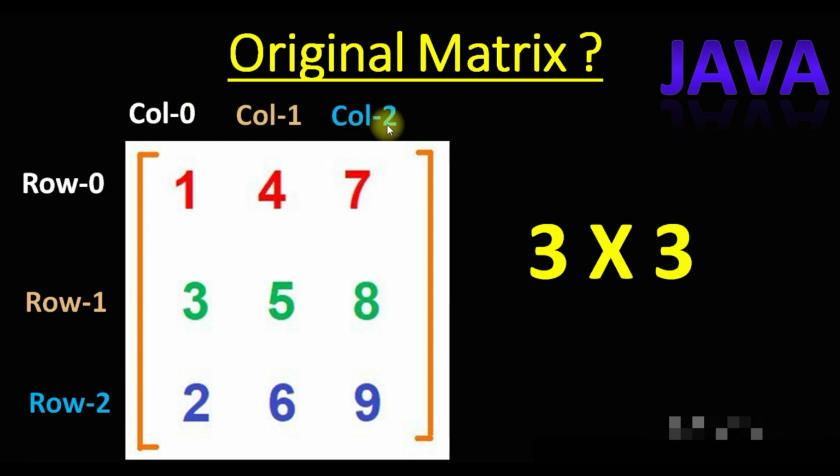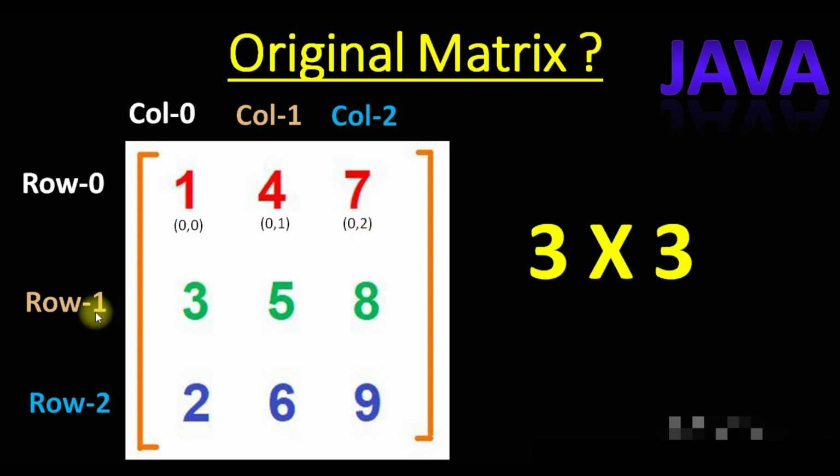these are column 0, column 1 and column 2. Now if you check the value 1, this is basically row 0, column 0, so this is basically position 0 0, right? Similarly, if we check the value 4, this is row 0 and column 1, so that means 0 1 is its position. If I take the value 7, that is row 0 and column 2, so 0 2 should be its position.